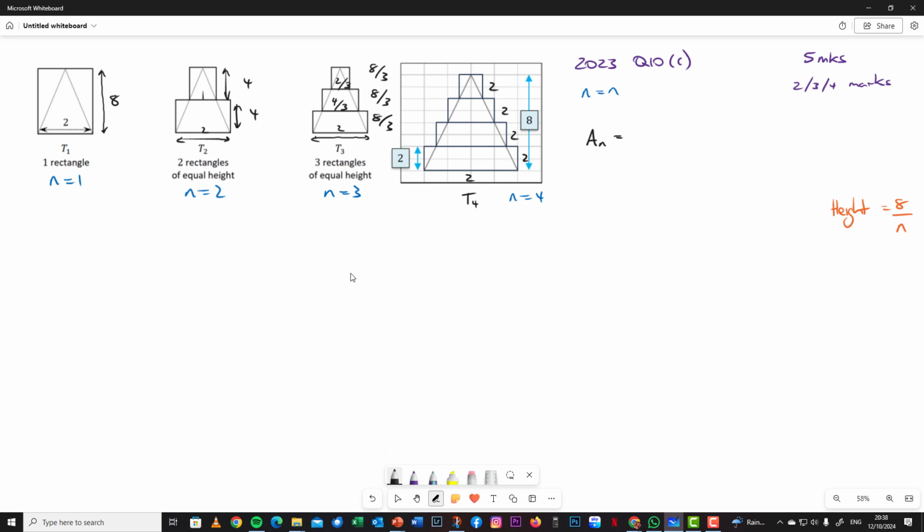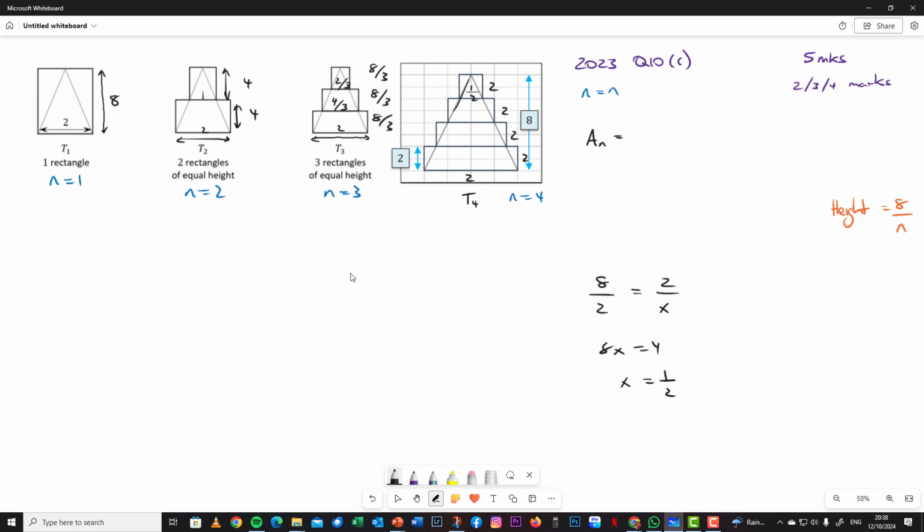Okay, so let's work out the base of each of these. So this is x, this triangle up here, let's have a base of x. The height of the big triangle is 8, the base of the big triangle is 2, and that's the same proportion as the small triangle on top, which has a height of 2 and a base of x. So 8 over x is equal to 4, and x equals a half. So this up here is a half.